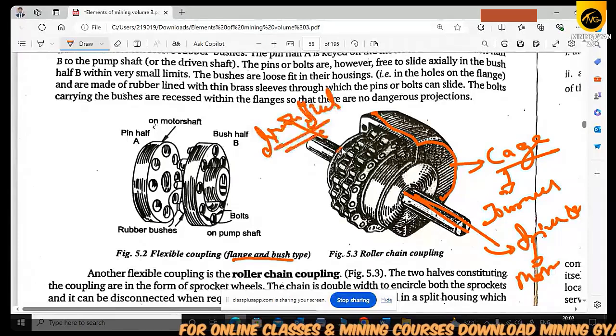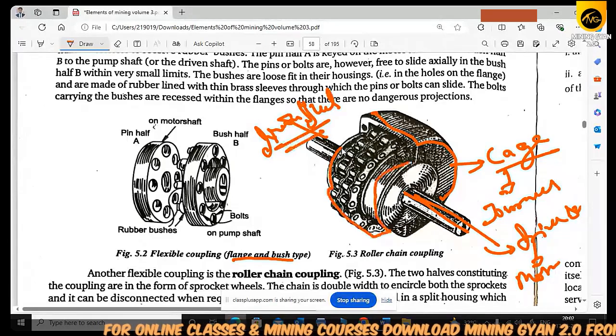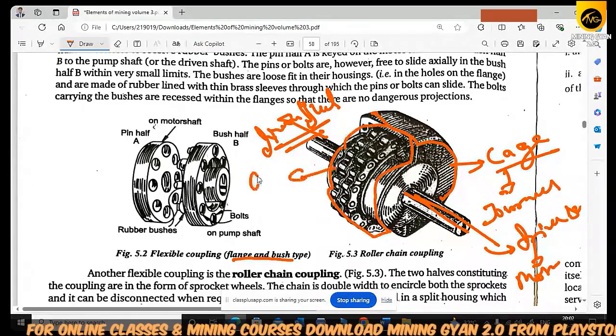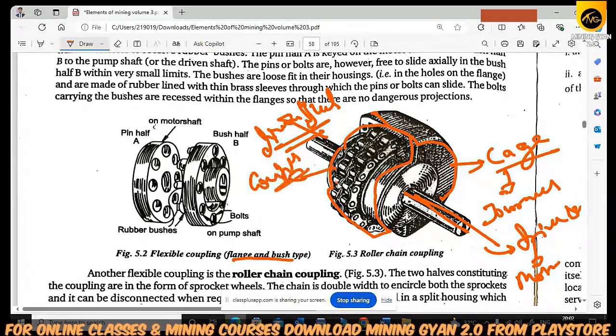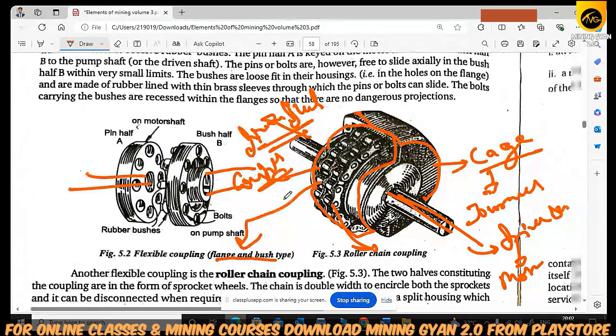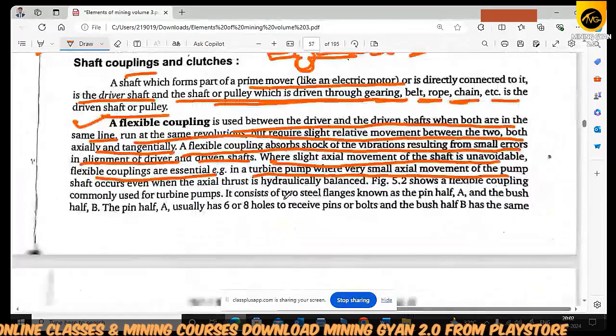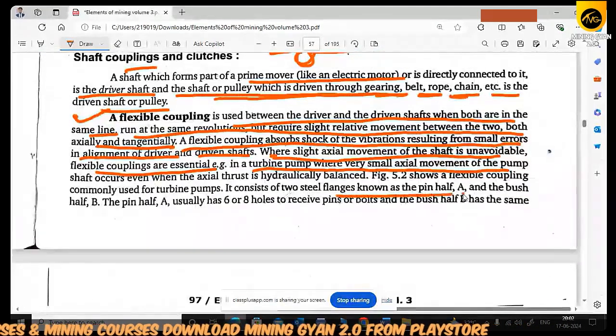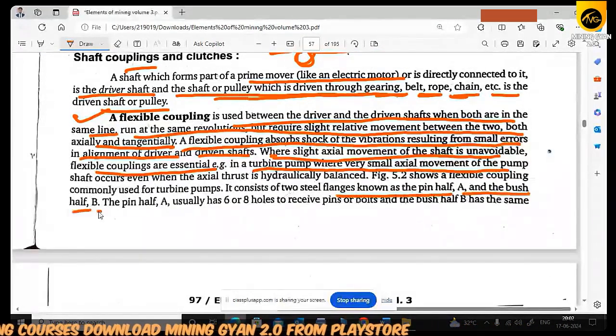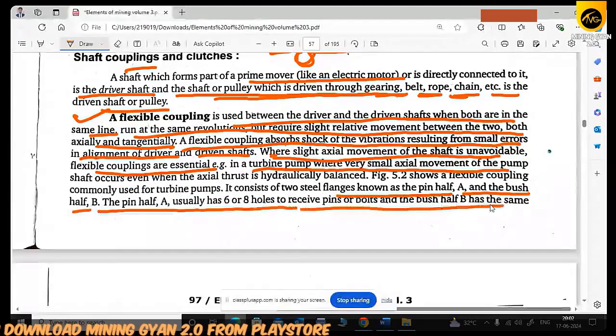This coupling is totally known as a coupling, and the coupling type is flexible type. This is flexible type, and this is roller chain type. Here the shaft is joining, here the shaft is joining. So I believe you understand well. Coming to the point, this steel flange is known as pin half A and bush half B. The pin half A usually has 6 to 8 holes that receive pins from the bolt of the brown wheel.